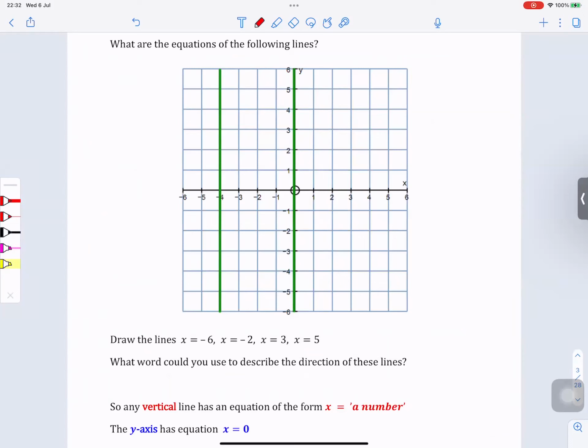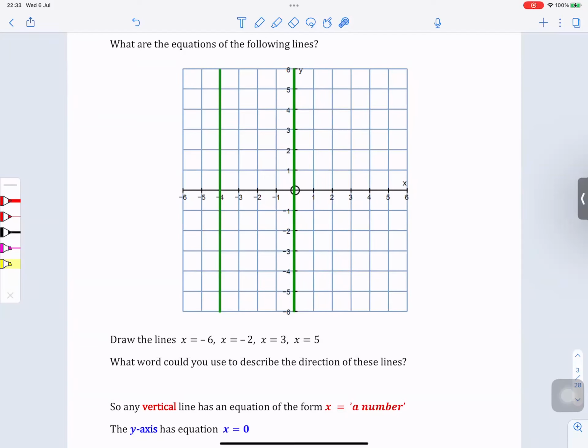So now it is your turn. What are the equations of the following lines? There are 2 lines there, green in color. After you write the equation for these 2 lines, you draw the lines x equals -6, x equals -2, x equals 3, and x equals 5. What word could you use to describe the direction of these lines?